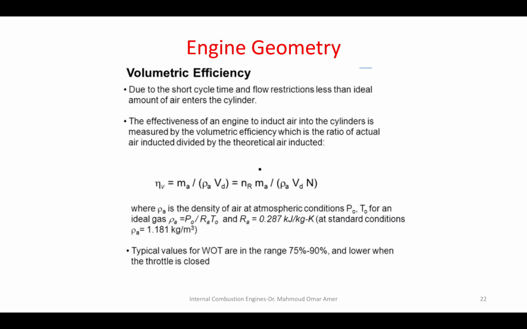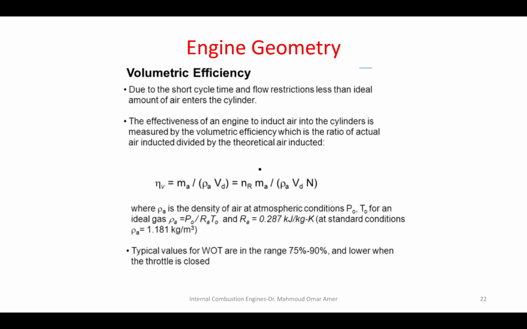So as an approximation, we assume that all the intake is air. So the mass of the intake air is Vd times rho, the density of the air. Correct? But if I said that the intake mass is Vd times rho, is it actually the actual mass that enters the cylinder? No. Why is that? Because the intake time is very, very short.